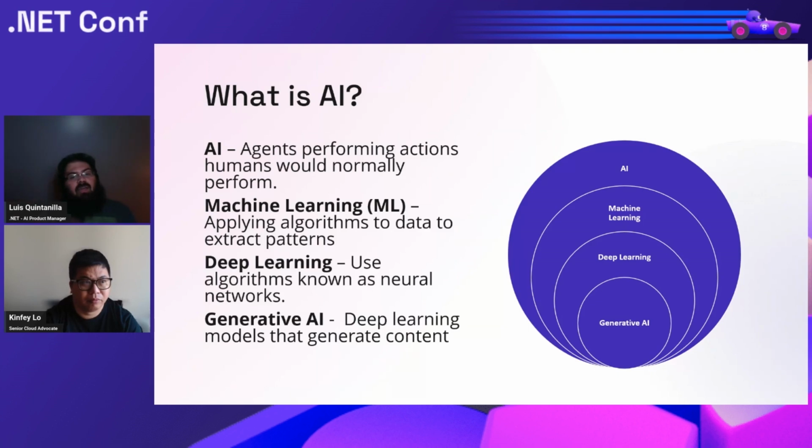A layer below that is deep learning. Deep learning is still machine learning. You're still using data, you're still using algorithms, but you're using a specific set of algorithms known as a neural network. And then the last layer is generative AI, which is typically a set of deep learning algorithms using transformer-based architectures. What these generative AI models do is allow you to generate or create new content.